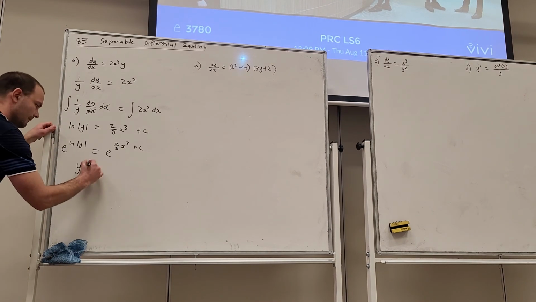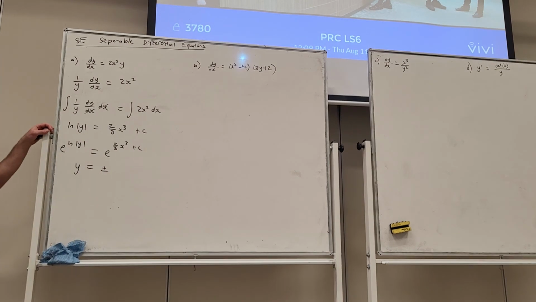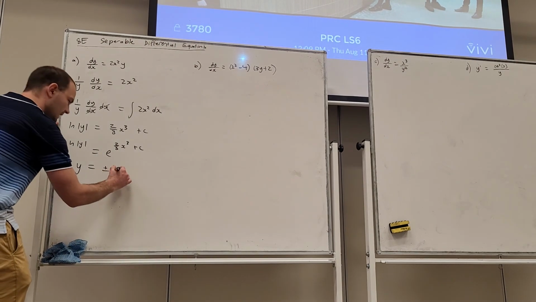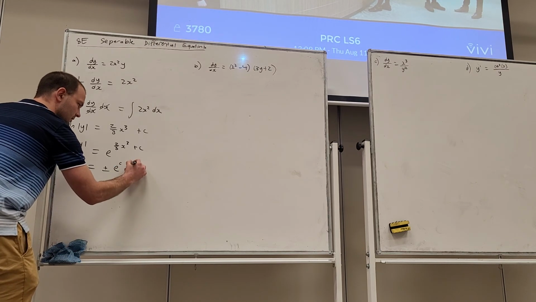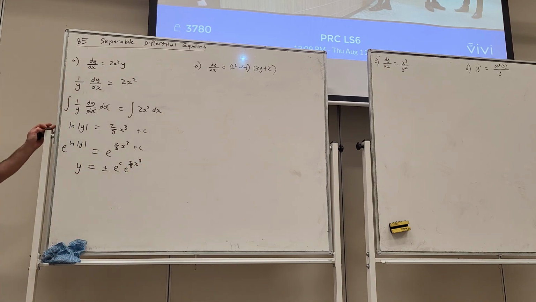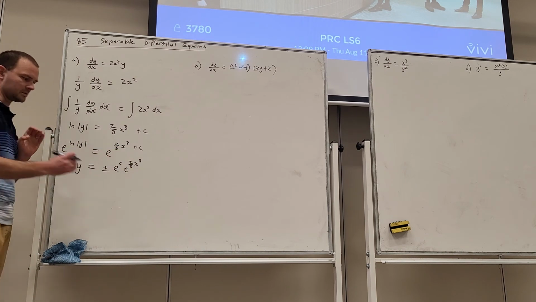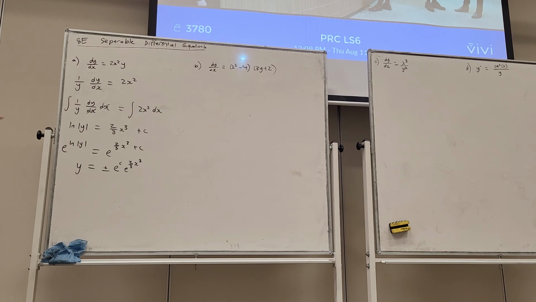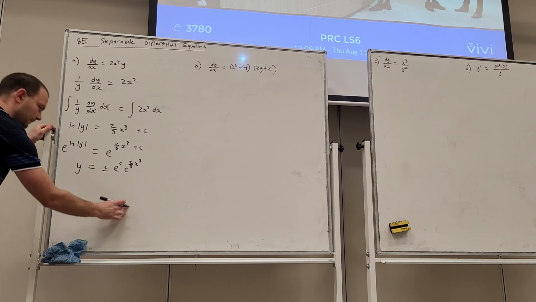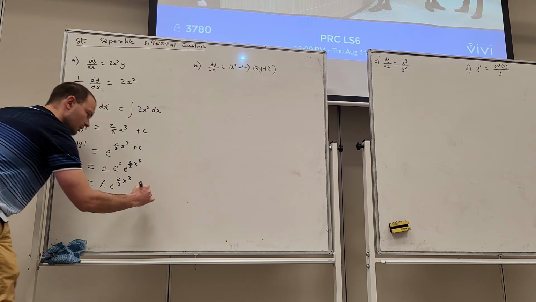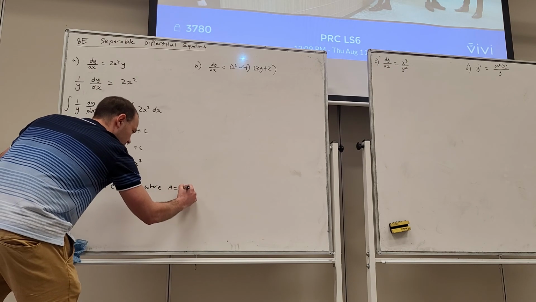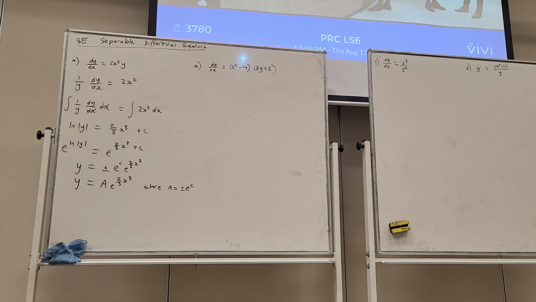So over here we're going to have y equals plus or minus, and I'm going to put the plus or minus on that side. And we've got e, and I'm going to separate this into e to the c multiplied by e to the 2 on 3 x to the 3. They have the same base, so we can add those powers together, and in fact we've just done the opposite. Rather than combining them, we've separated them. All this is just to simplify it a little bit. So we're going to say y equals A times e to the 2 on 3 x to the 3, where A is plus or minus e to the c. It's just simplifying the notation involved.